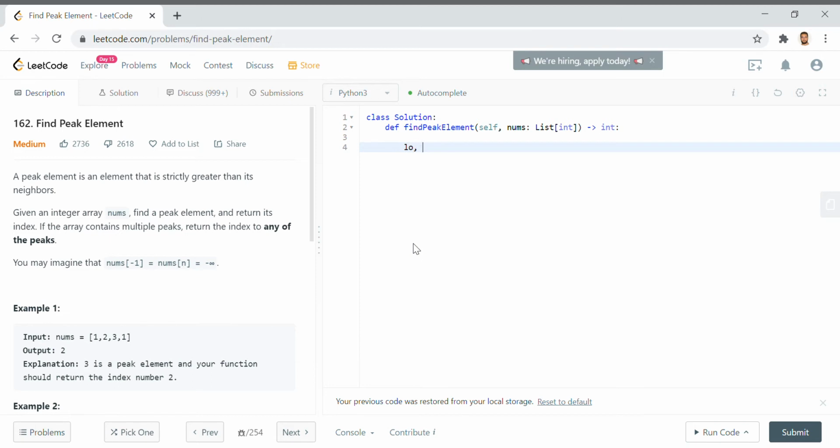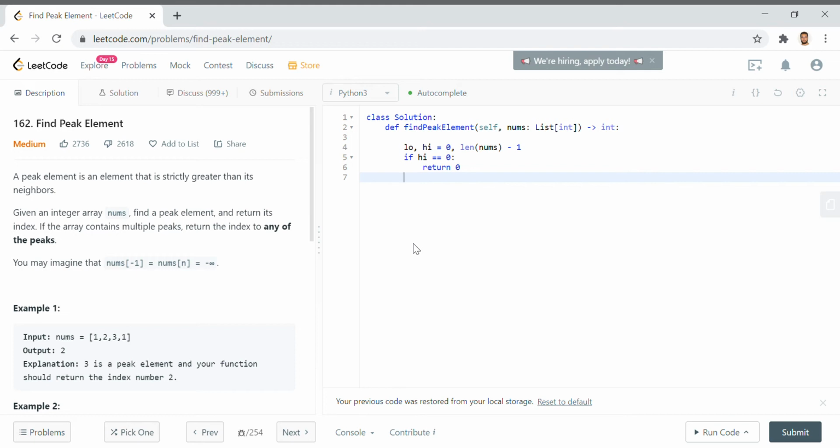So first we start with 2 pointers saying low and high. Low is 0 and high is len of nums minus 1. And then we say if high is 0, return 0, right? That's the index of the value. If there's only one value in the array, then it must be the peak.